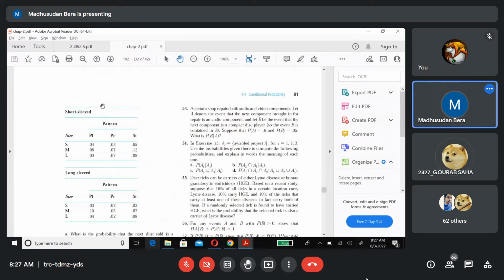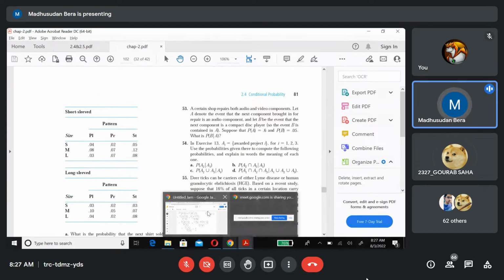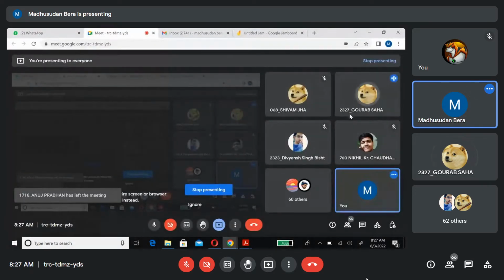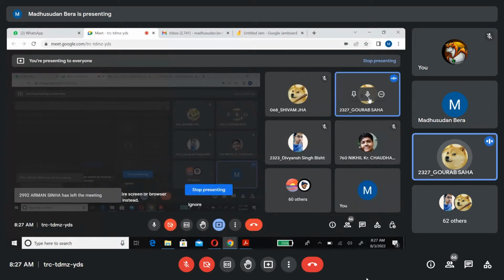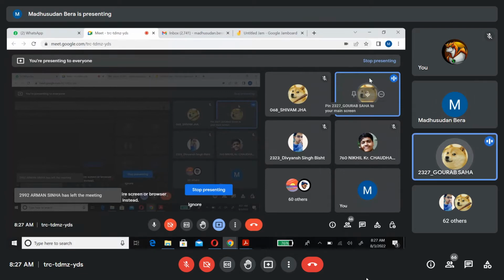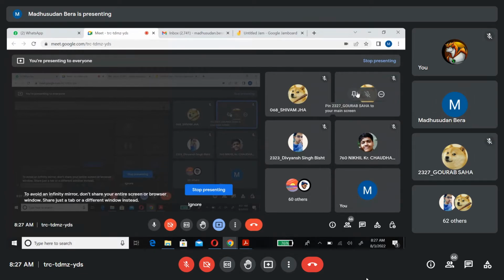Someone's mic is on. Whose mic is on? Sound is coming. Gaurav, mute yourself. Okay.